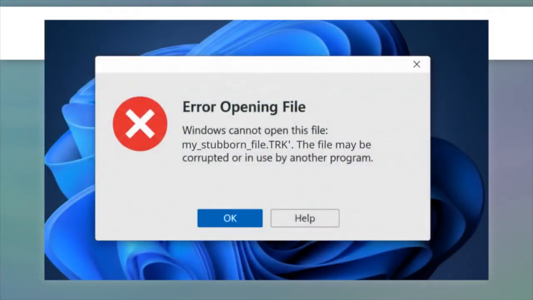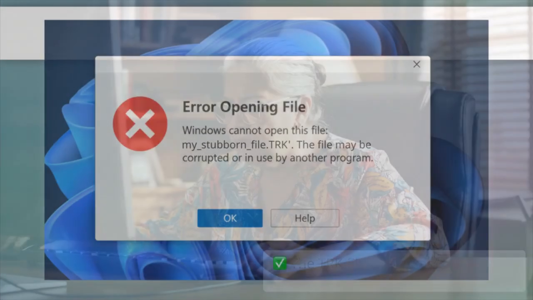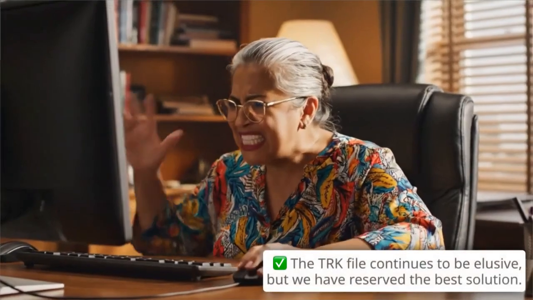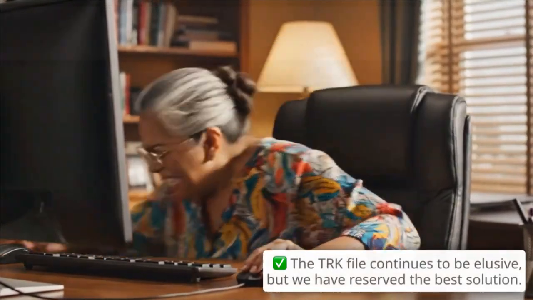If your TRK file isn't cooperating, don't worry. The reason for the error is almost certainly the TRK file's unique specifications. Let's consult our troubleshooting checklist.